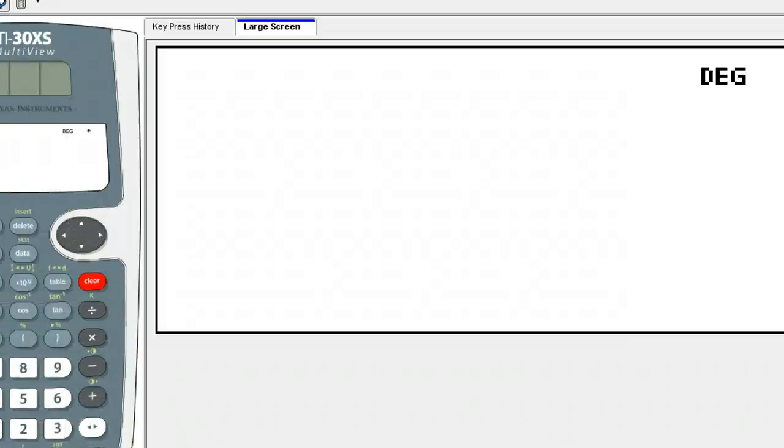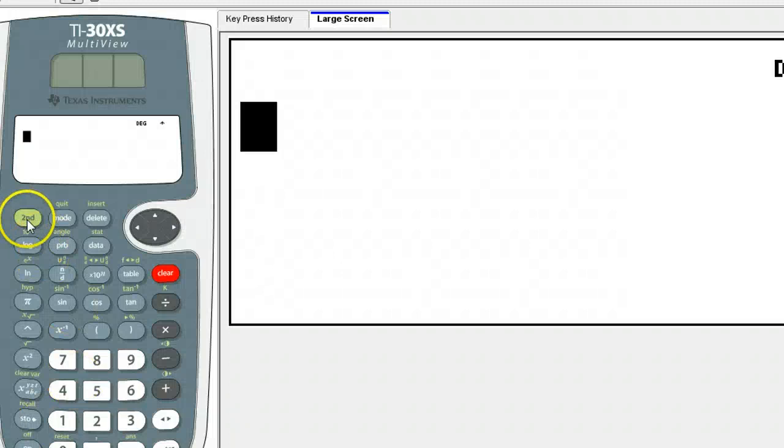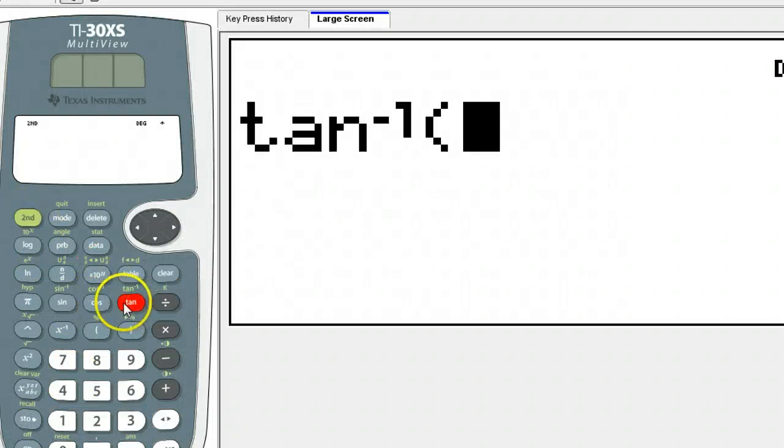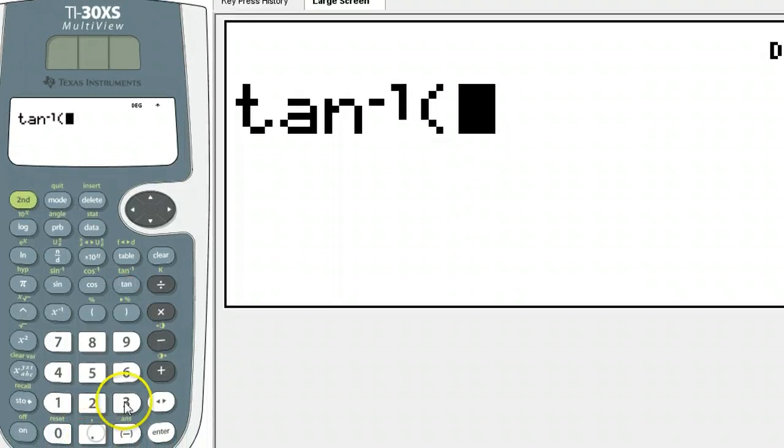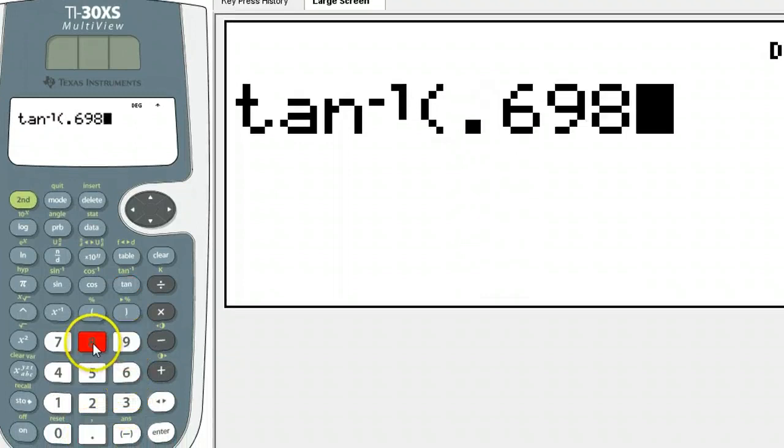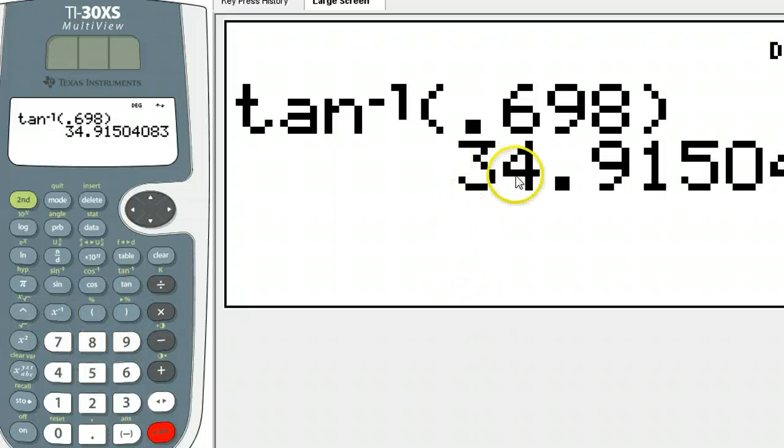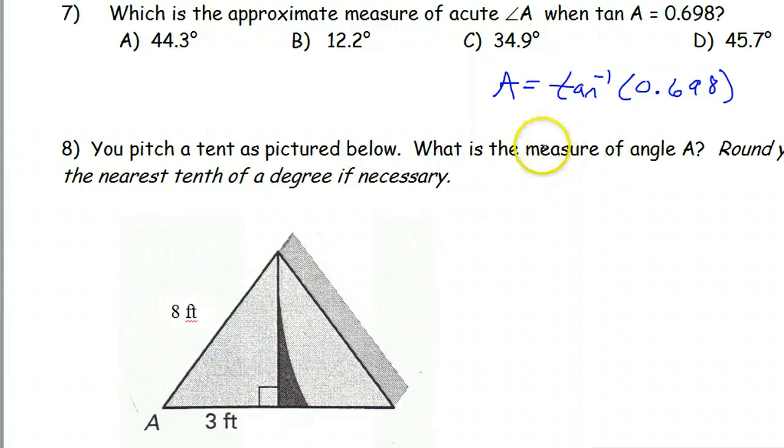Alright, to do the inverse tangent, you do second tangent, okay? So inverse tangent of 0.698. Okay, that gives us 34.9 degrees. This is an angle now, so degrees. So there it is. The answer is C.